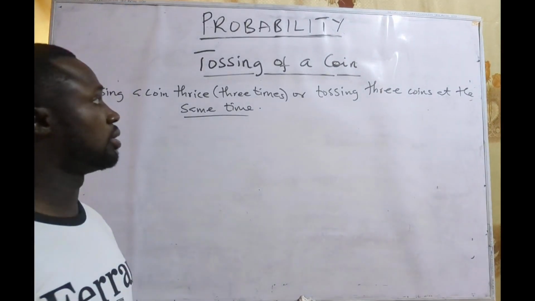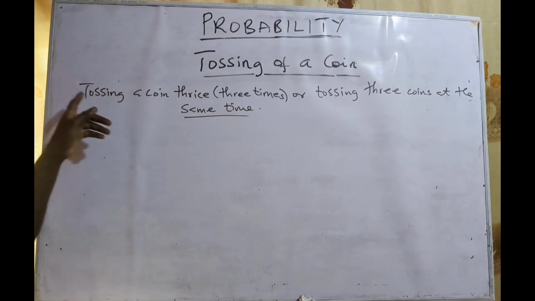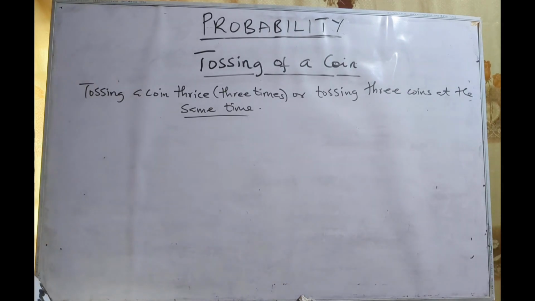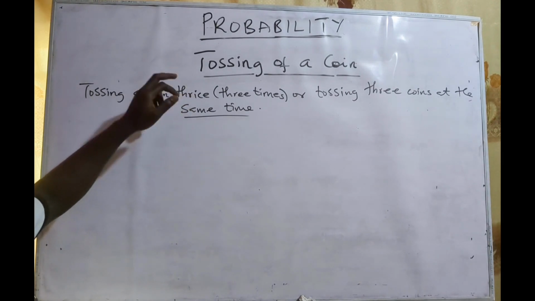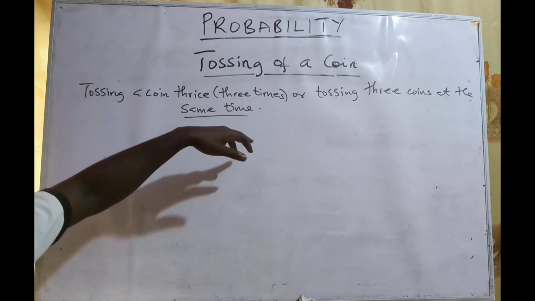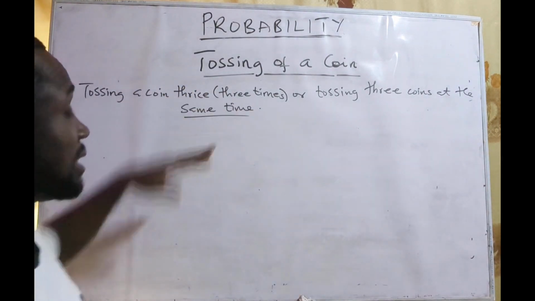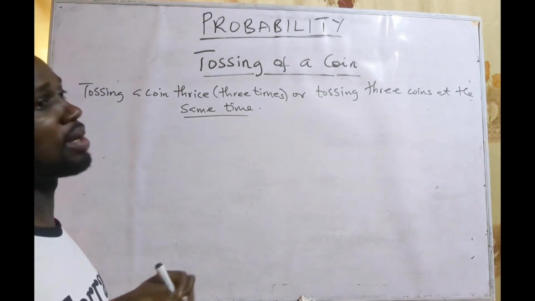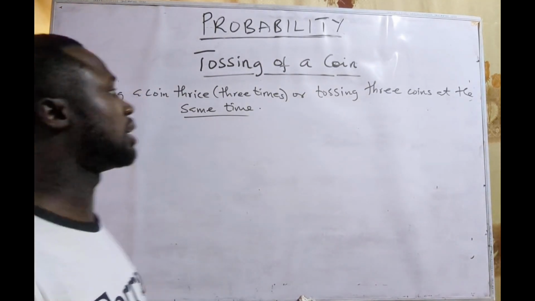So we are still on tossing of a coin. We have looked at tossing a coin once and then tossing a coin twice. Now we are looking at tossing a coin thrice or 3 times, or tossing 3 coins at the same time. When you toss a coin 3 times, it's the same as when you pick 3 coins and toss them at the same time; the possible outcomes are the same.